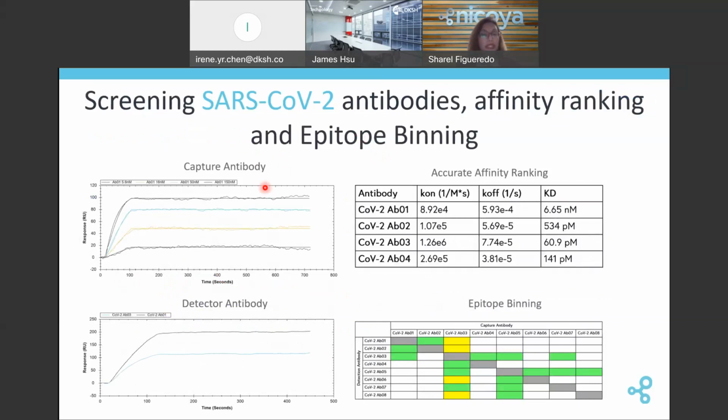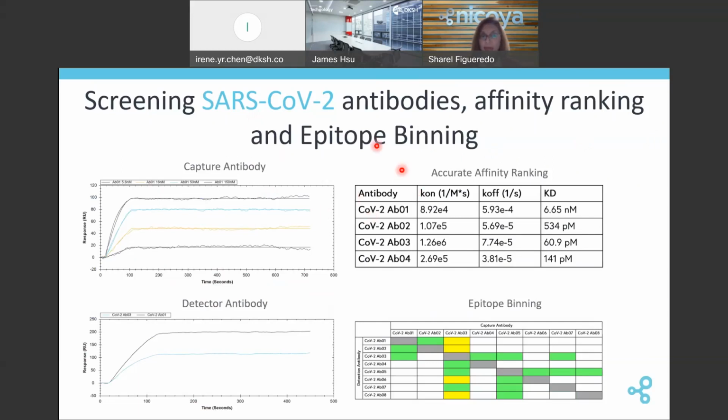SPR can also be used to conduct various types of screening experiments, so screening from a vast library to identify the most beneficial and efficacious antibody which could be used as a therapeutic. So here we'll see some screening experiments, affinity ranking and epitope binning experiments with SPR.